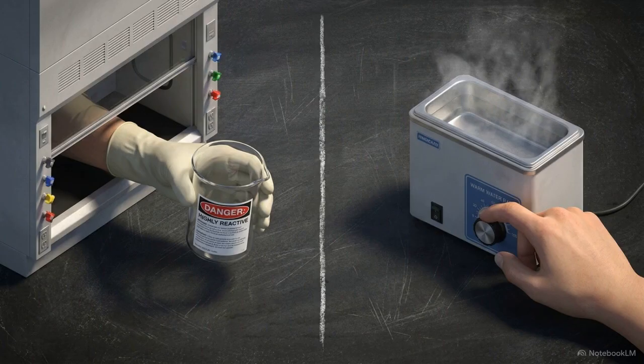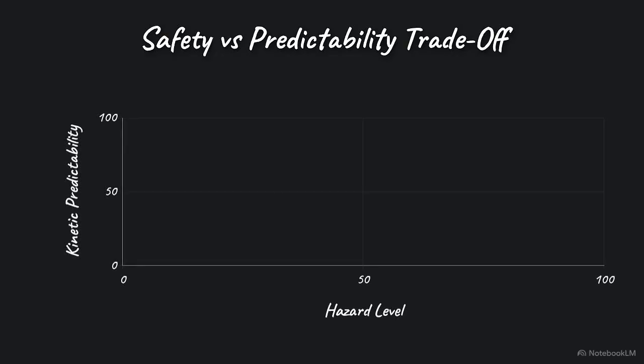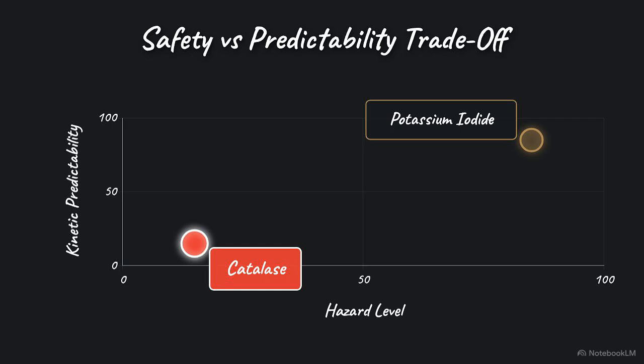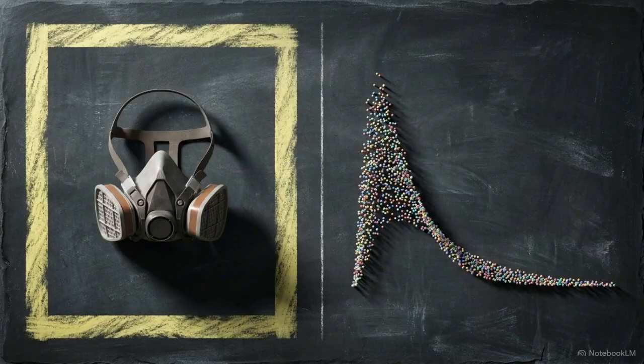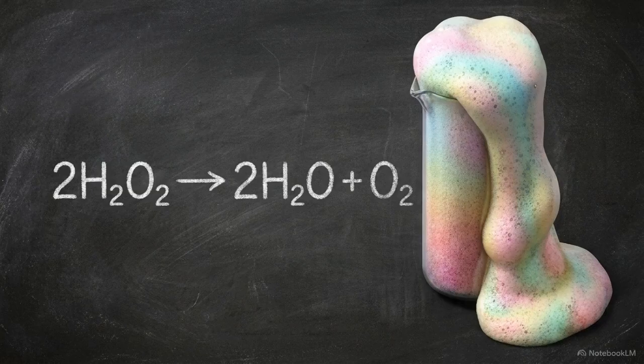Bringing both pathways together clarifies the systemic trade-off facing laboratory coordinators. We map this choice by weighing safety against kinetic predictability. Potassium iodide secures pristine data, but requires extensive controls to mitigate toxic iodine and oxygen. Catalase allows safe open bench experiments, but demands advanced statistical modeling to track enzymatic degradation. Neither catalyst is incorrect. The choice dictates the core lesson of the lab: mastering hazard protocol compliance or mastering complex statistical variance.